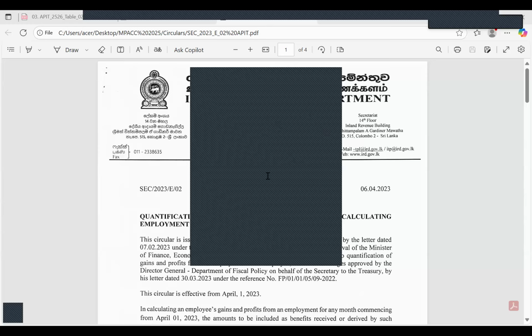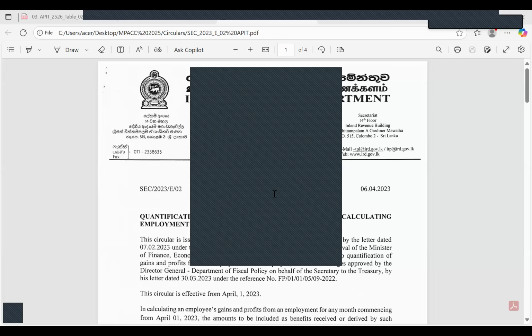Madam, if the actual fuel usage of a motorbike is just 50 liters and which is below 300 LKR, in that case should we consider the actual fuel cost? Yes, we can consider the actual fuel cost.